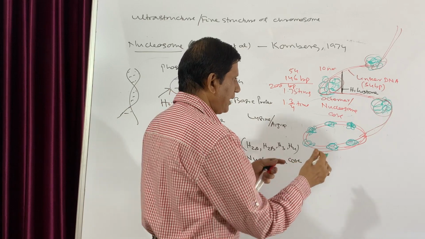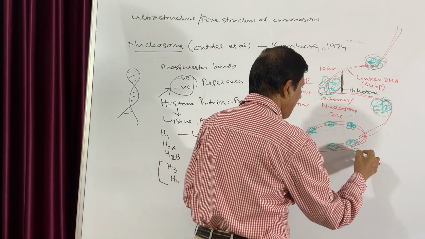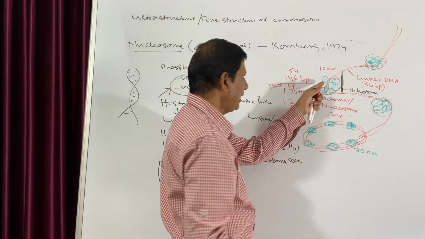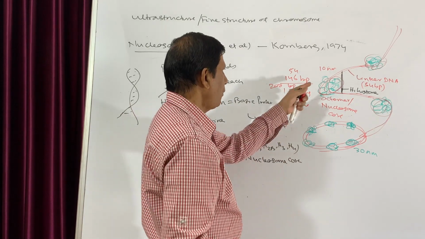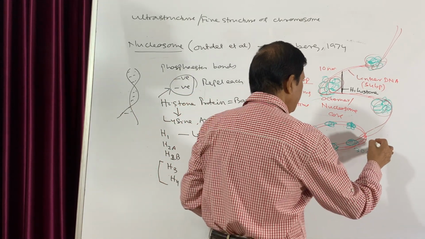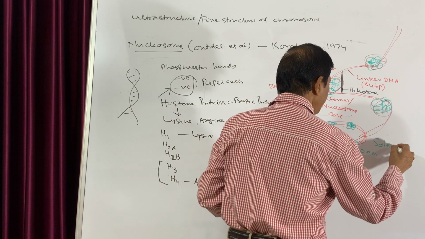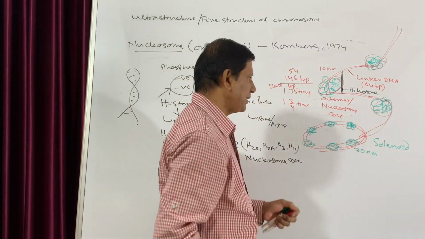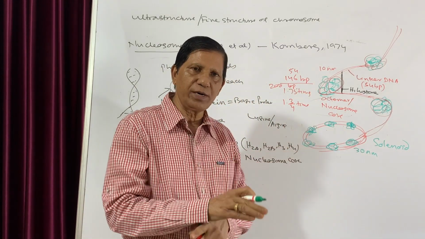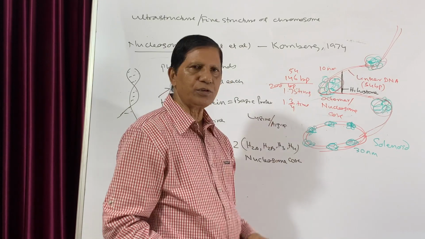And now the diameter becomes 30 nm. This is 10 nm, this is 30 nm. While this is known as the nucleosome, this is known as the solenoid. That means when the solenoid is unfolded, it will give rise to the nucleosome.